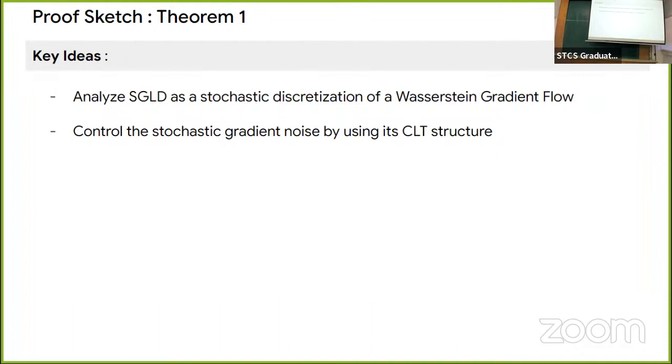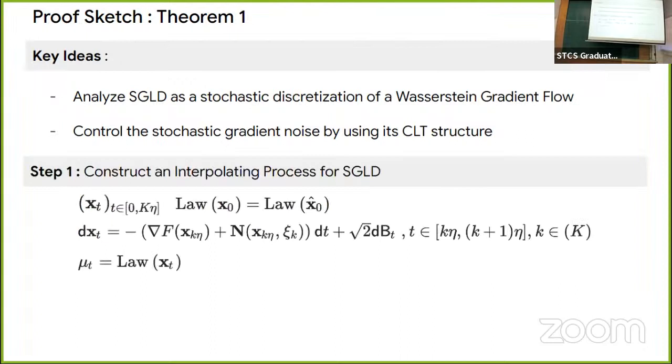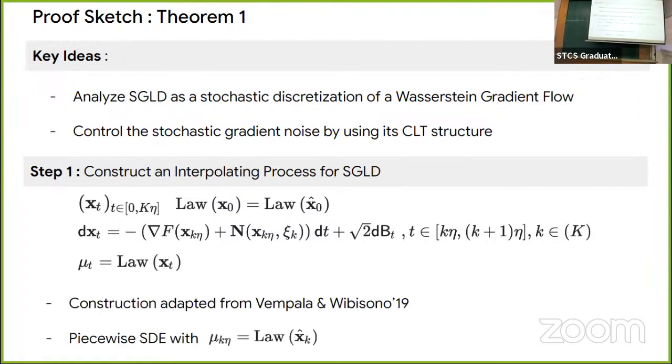The key idea behind the proof is that we want to analyze the time discretization of the Wasserstein gradient flow with similar machinery. We want to control the gradient noise by its CLT behavior. I think the time is almost up, so let me go quickly. We construct an interpolating process, the linear interpolation. We use stale gradients, that is, we consider dx_t equal to minus grad f of x_{k eta} plus noise times dt plus square root 2 dB_t in this time interval. This is not exactly a continuous time Markov process because we are using stale values, so there is some memory there. Then mu_t is the law of x_t of this linear interpolation process. This construction is adapted from prior work by Bernton and Balasubramanian et al. from 2019. It is a piecewise SDE, with the law at k eta being exactly the law of x_k.